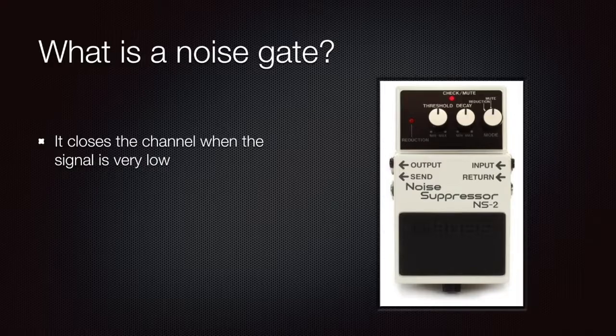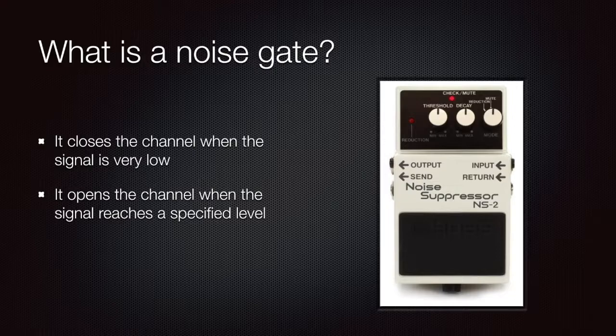I mean, if you are not playing, for example, a guitar, or if you are not using your microphone, then the gate will close your channel. And it will open the channel again when the signal reaches a specified level. That is, when you start speaking or playing, then the gate will detect the signal and open the channel. So, in general, we can say that the noise gate helps for noise control.